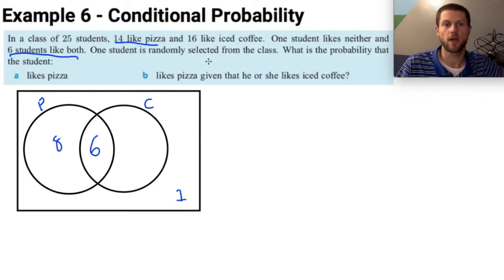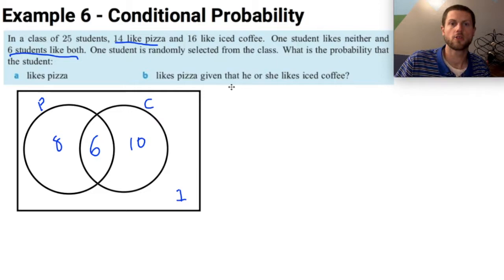And then 16 like iced coffee. So similarly, I must have 10 people who like only iced coffee, since 6 of those 16 are already accounted for. And let's just double check that this is a total of 25 students. So 8 plus 6 is 14, plus 10 is 24, plus 1 is 25. So far, so good.